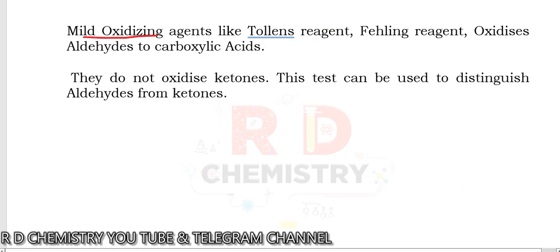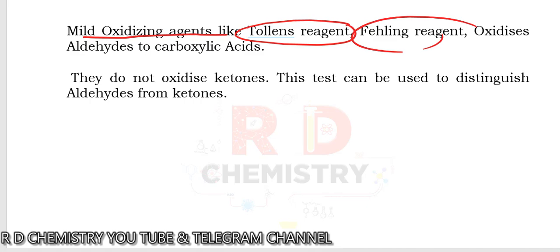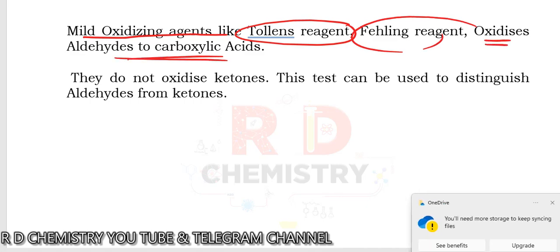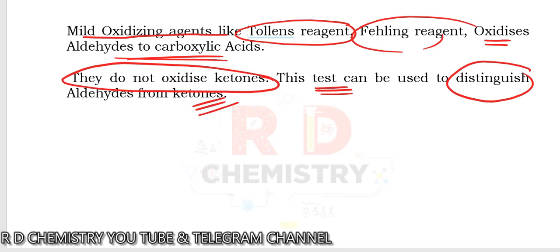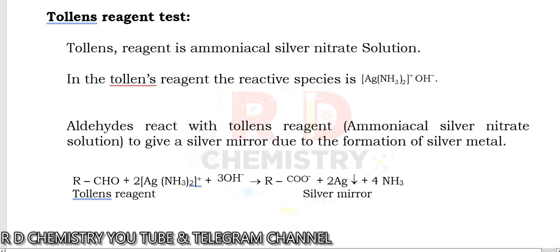The mild oxidizing agents like Tollens reagent and Fehling's solution oxidize aldehydes to the carboxylic acids, but they do not react with the ketone. Ketones are not oxidized. Therefore, this is a test to distinguish between aldehydes and ketones. Remember this. Let us see what this Tollens reagent test is.